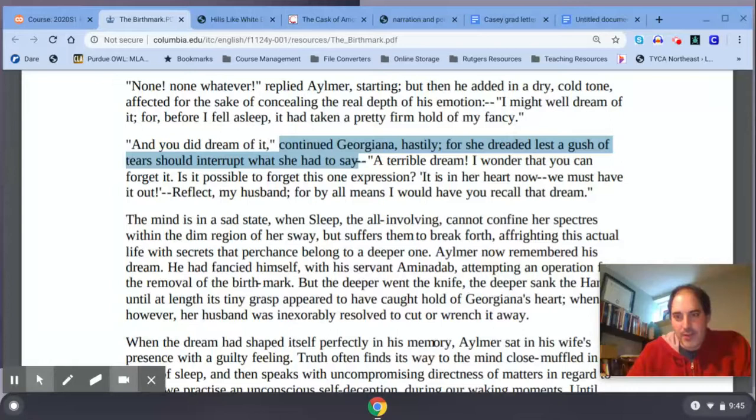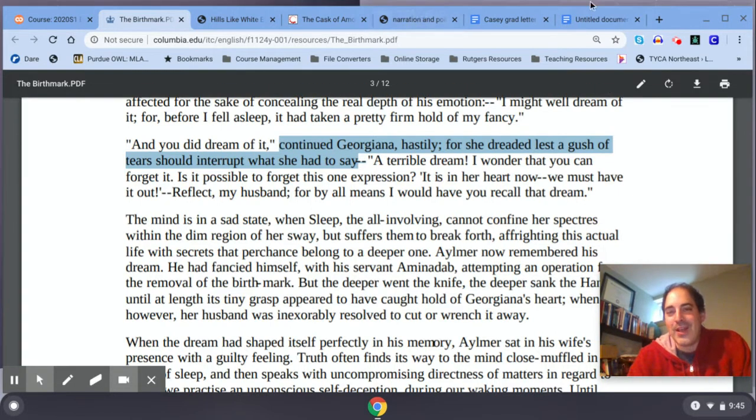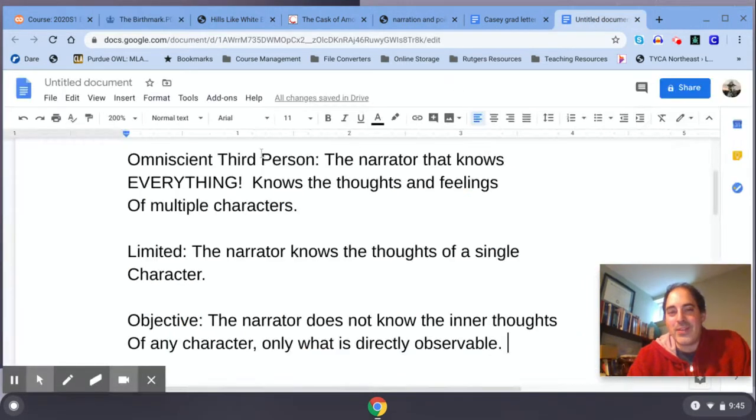So what kind of narrator is that, my friends, who's inside the heads of both characters? That's right. Omniscient. Omniscient is just a Greek word, or is it Latin? I'm going to go with Latin for now. Yeah, scire is the Latin word to know. So omni means everything, right? To know everything. The narrator can see the thoughts and feelings of multiple characters.